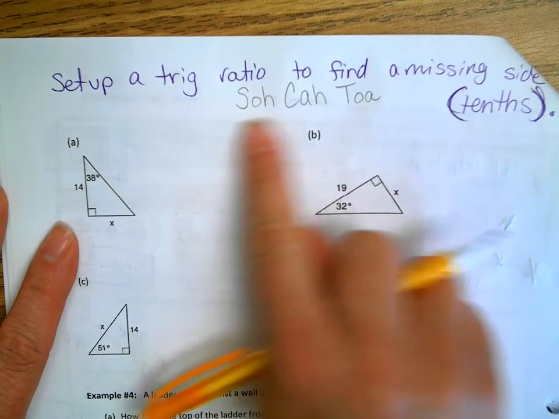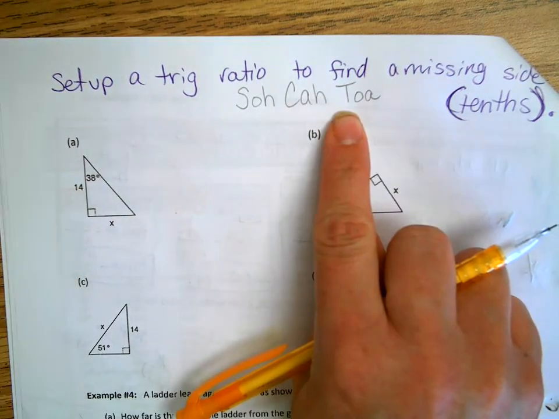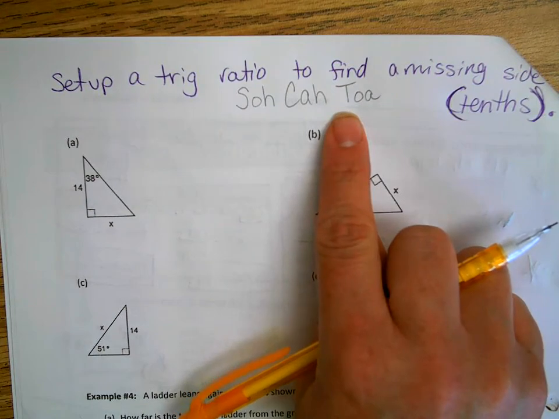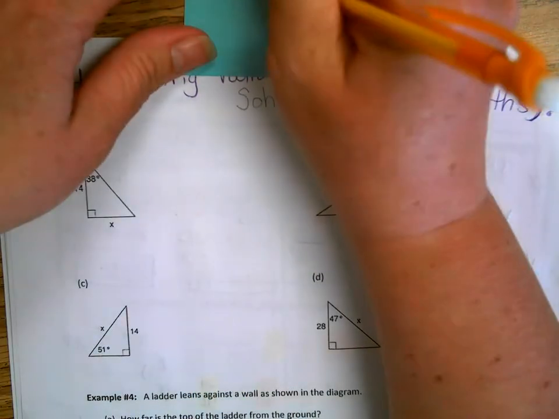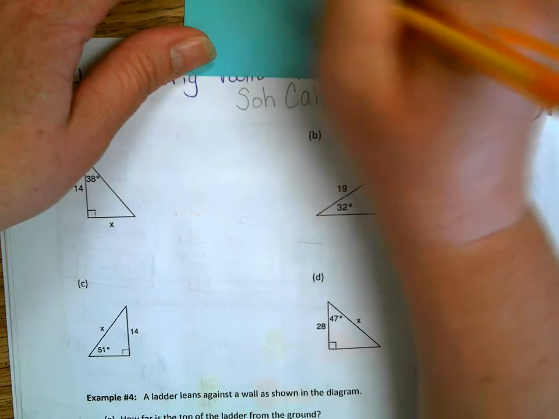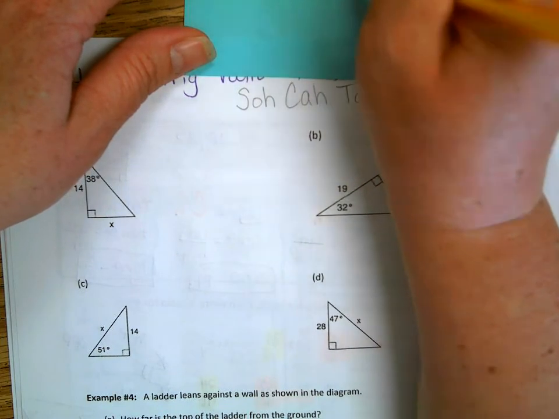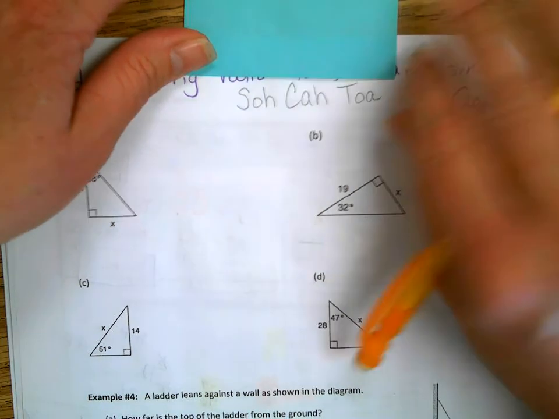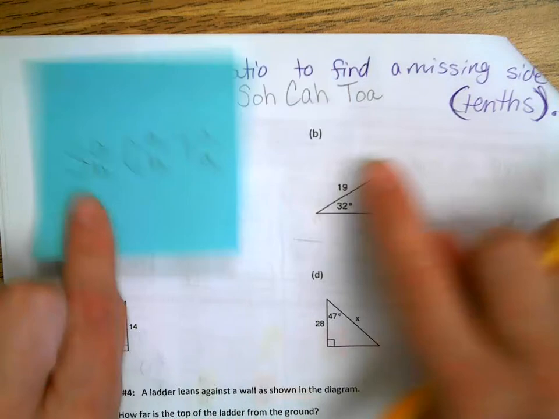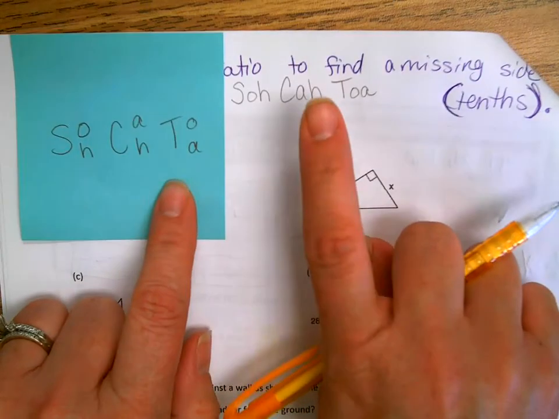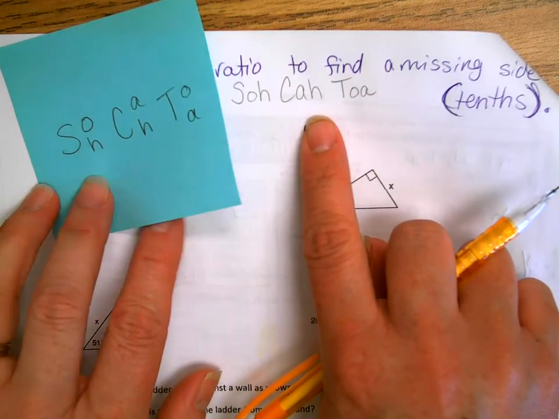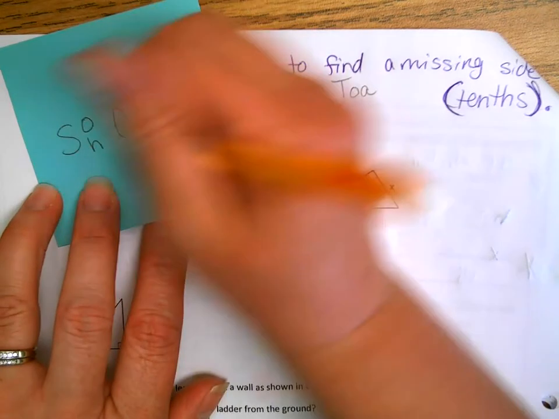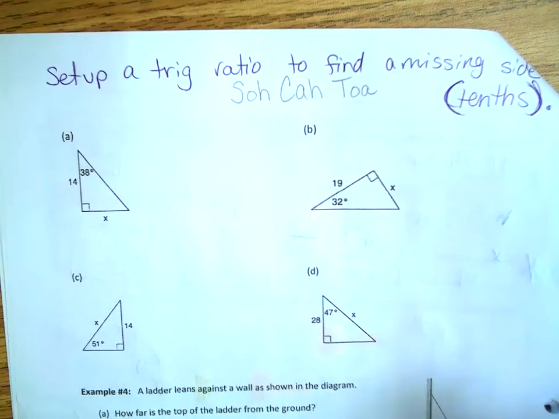Some of you might prefer to write it like this, some of you might prefer to write it the other way I had it a second ago. It looks like this: S, O over H, C, A over H, T, O over A. Doesn't matter to me how you write it, this version or this version. But I want you to remember that we have these fractions or ratios in there.